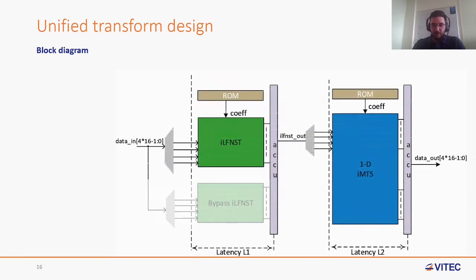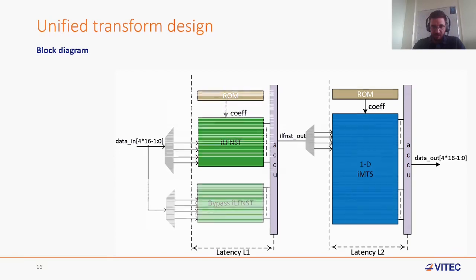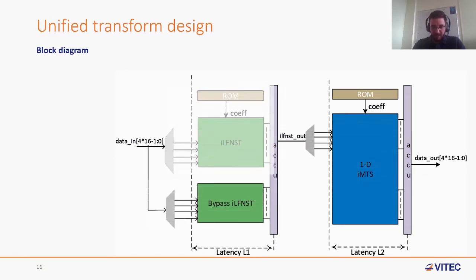Now, when the first direction of the MTS is applied, the LFNST actually transforms the data and delivers the output to the first direction of the MTS. However, when the second direction is selected, the LFNST is bypassed and the inputs are directly connected to the second direction of the inverse MTS.